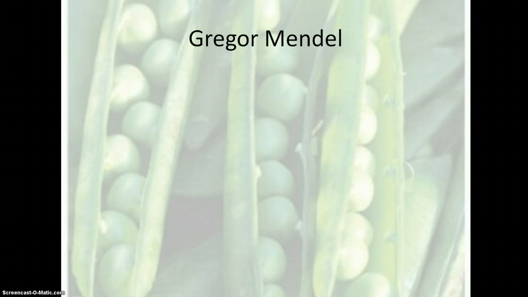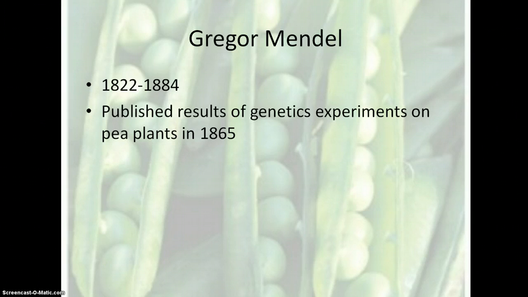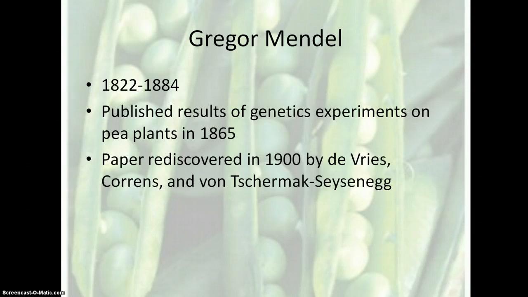Now let's talk a little bit about Gregor Mendel, often called the father of genetics. He lived from 1822 to 1884, and he published results of genetics experiments on pea plants. He did groundbreaking experiments, which were published in 1865. Those results were ignored for many years.